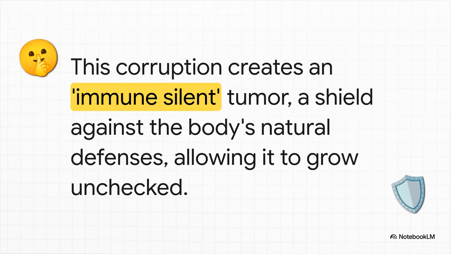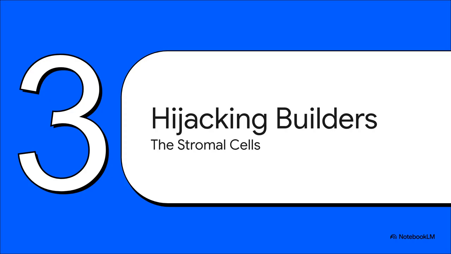So what's the endgame of all this sabotage? It results in what we call an immune cold or immune silent tumor. By effectively bribing, disabling, and corrupting the local police force, the cancer creates this perfect shield of immunological invisibility. It's a self-enforced no-fly zone for the immune system, allowing the tumor to grow completely undisturbed by our natural defenses. Okay, so the tumor has successfully neutralized the immune threat. The cops are looking the other way.